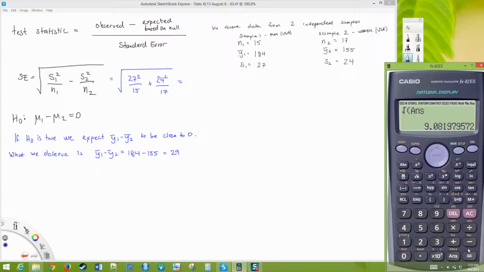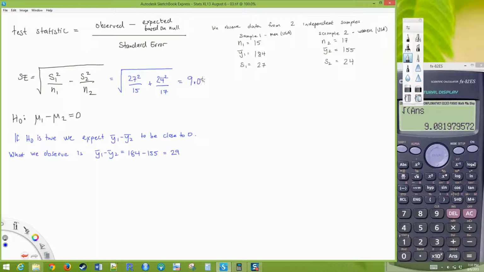I'm getting 9.082. Okay, so my test statistic would be my observed difference, 29, minus 0, the expected difference, divided by 9.082.